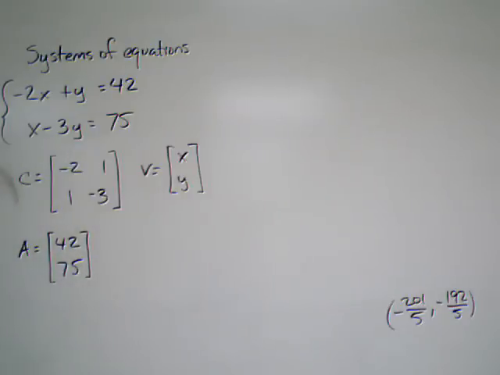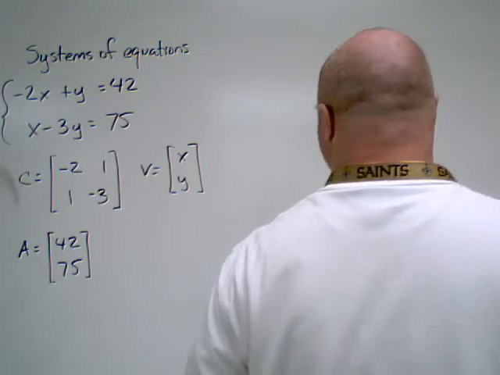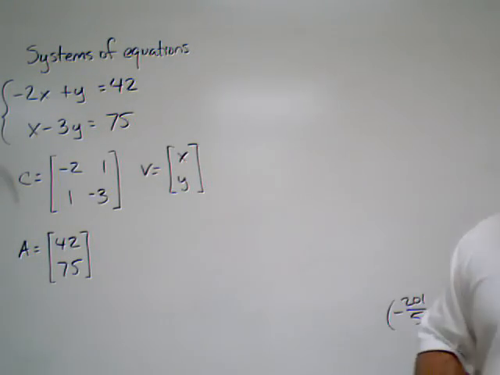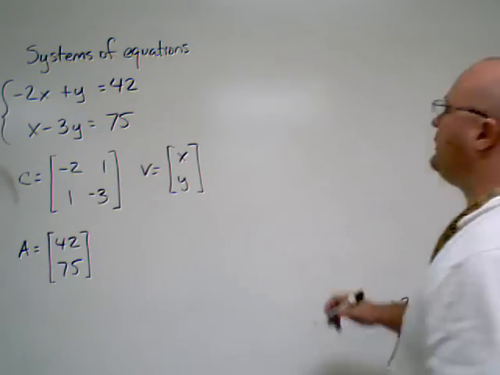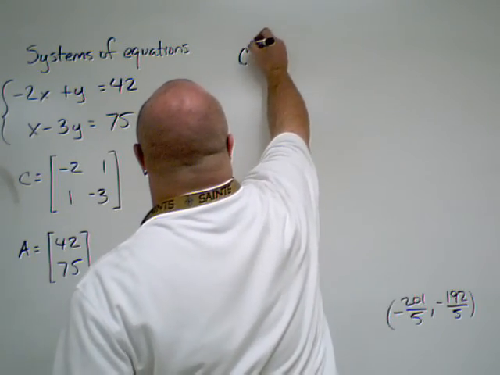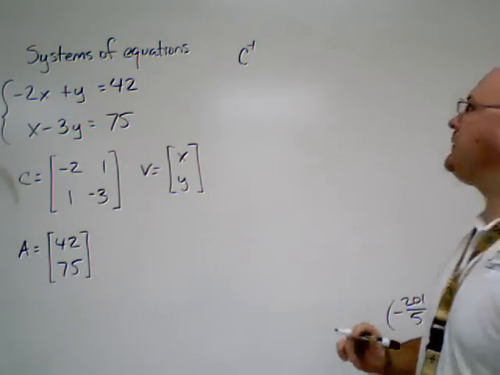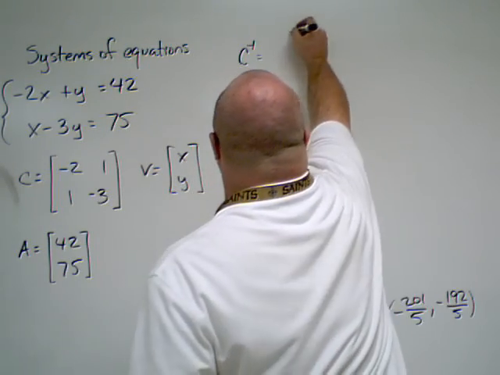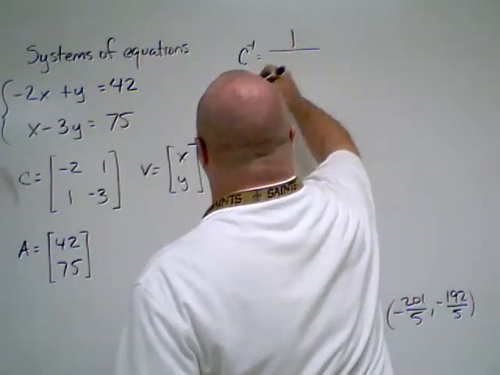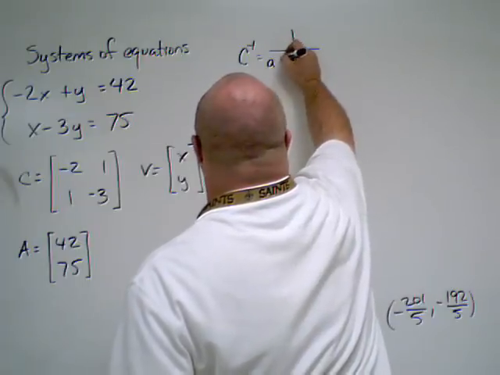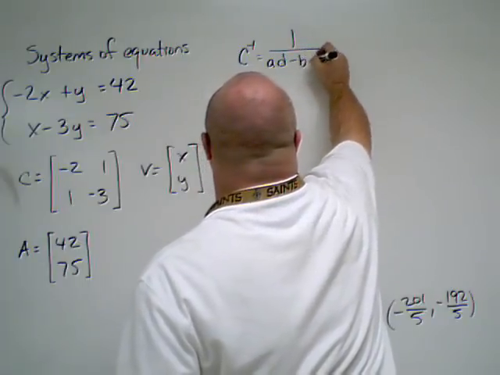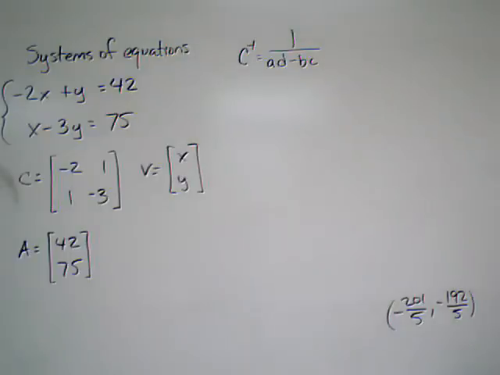Okay? Now that we've got these, we have to find something in particular. We have to use our coefficient matrix and find the inverse of it. And remember, the inverse is denoted by the -1 exponent. And here's our formula. It's going to be AD minus BC as our denominator. Now AD minus BC, if you remember, is our determinant.